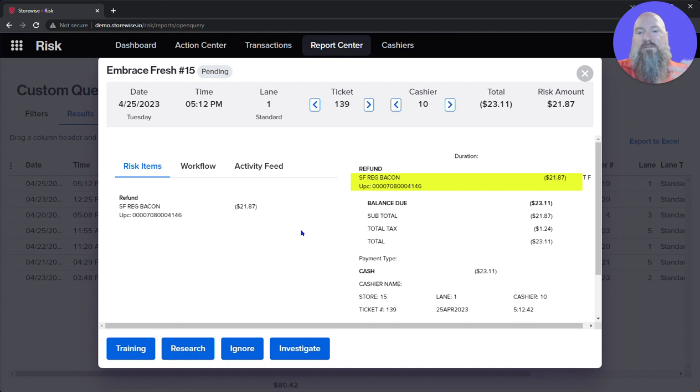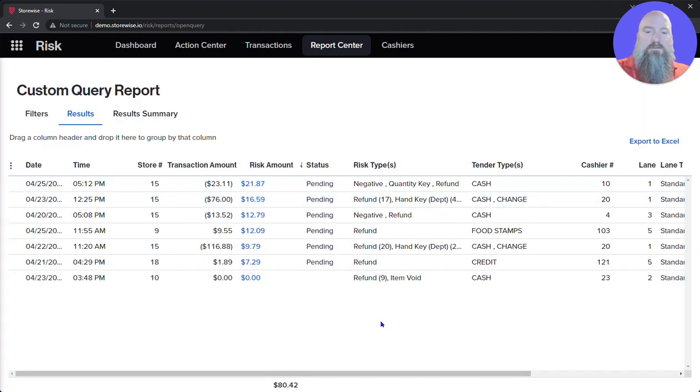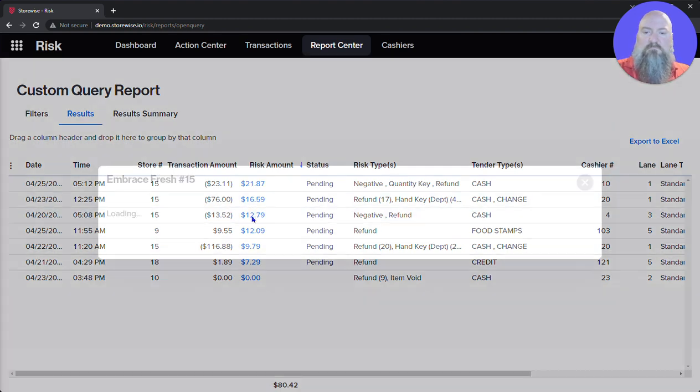Because we want to ensure that when we're selling meat, it's not returned, because we can't sell it again once it's already lost cold chain. So that might be one thing to look at, is understanding why that item was actually brought back. See if there's any others real quick. Kind of stands out. Let's see what this one is. That's for cash.